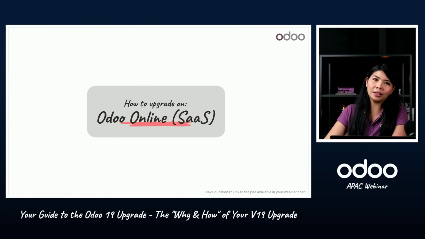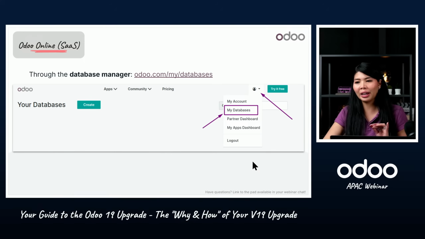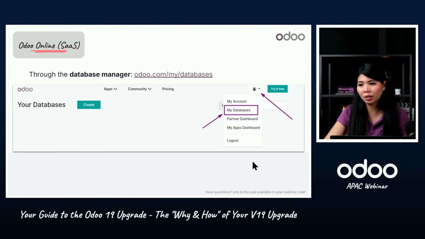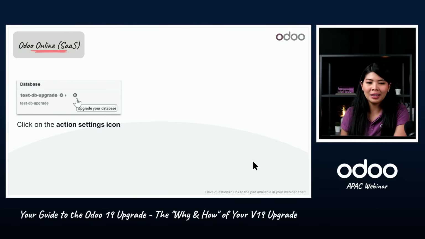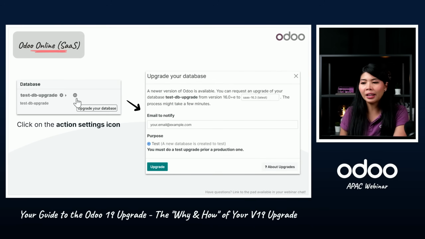For our online customers, you go ahead and just go to odoo.com, you log into your account, you go to My Databases, and then you can go ahead and find your existing databases there. So let's say that it's this one, TestDB Upgrade. That's basically going to be your live production database. Click on the Action Settings icon here, and it'll show you how you can go ahead and click a test purpose and also create an email or add an email to send your test database to.